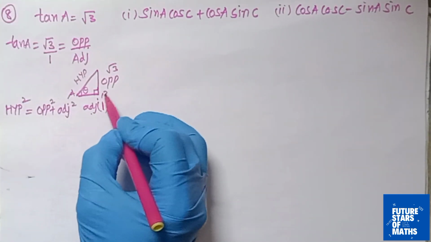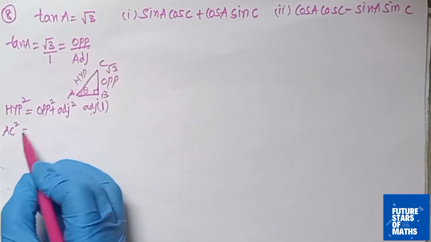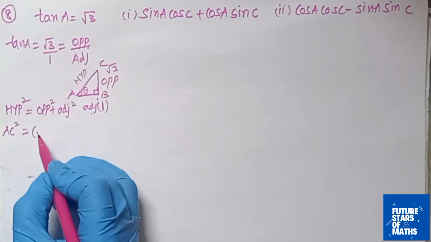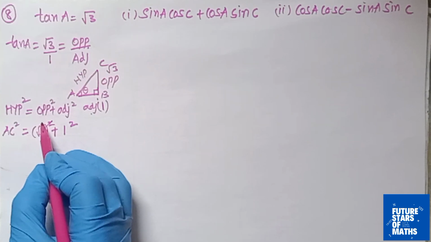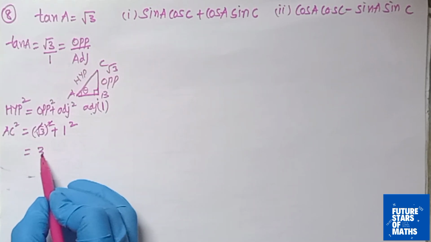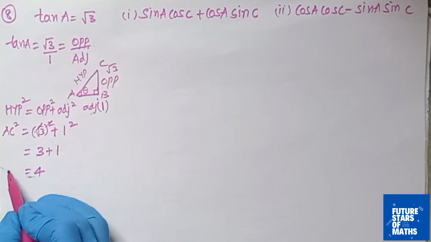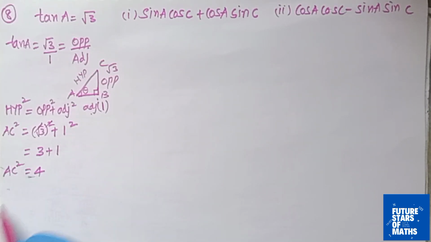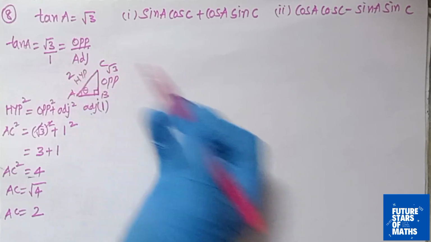So we'll write ABC here. Now AC square is equal to opposite root 3 square plus 1 square. Here square and root get cancelled, so it becomes 3 plus 1 square, which is 1. So 3 plus 1 is 4. What do we get here? AC square is 4, so we shift this square to the other side and it becomes root 4. What is root 4? 2. So we got the hypotenuse side as 2.